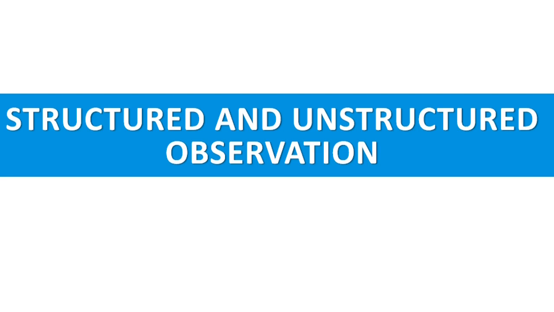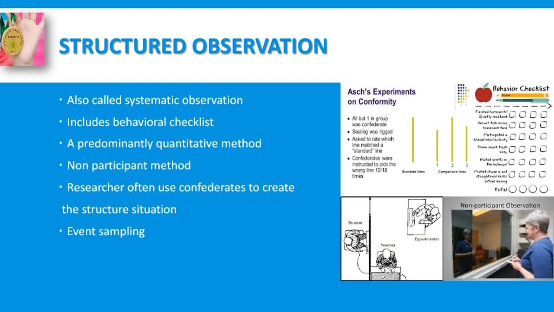Now let's come to structured and unstructured observation. Structured observation is also called systematic observation. It includes a behavioral checklist, a predominantly quantitative, non-participant method. Researchers often use confederates to create the structured situation, and it is an event sampling process. For structured observation, the researcher specifies in detail what is to be observed and how the measurements are to be recorded. For example, an auditor performing inventory analysis in a store, etc.